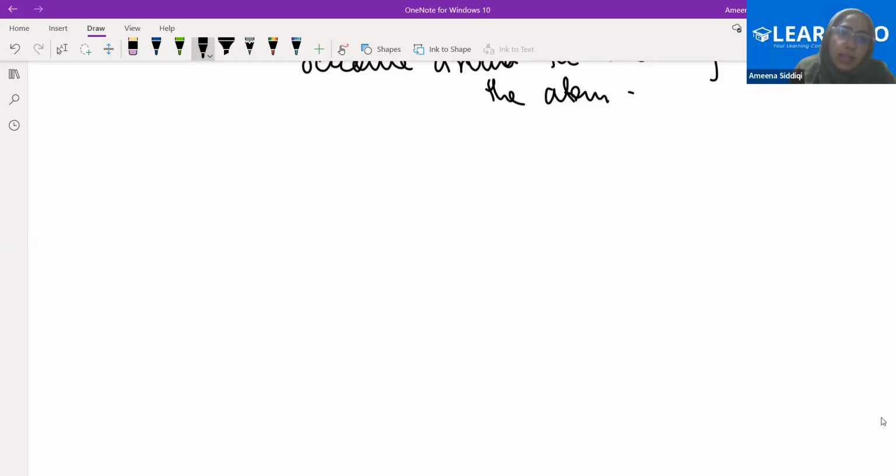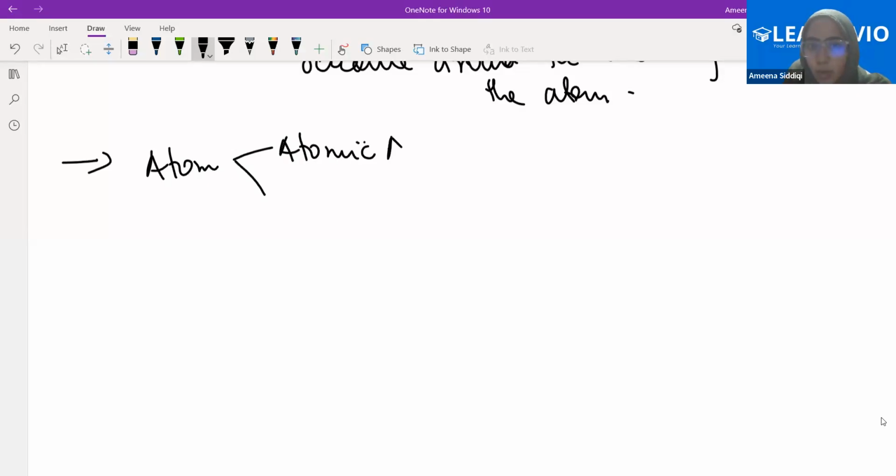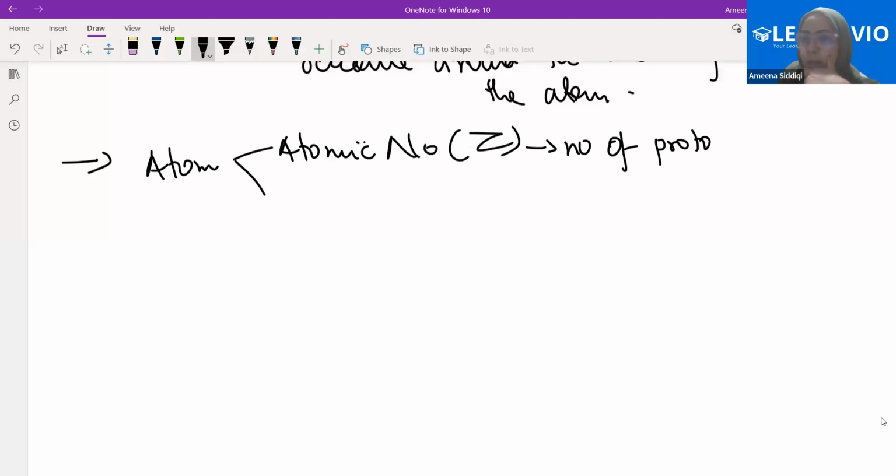Now, can you tell me how do I decide how many electrons I have? How will I get to know that? The atomic number. Very good. So, an atom has two very important parameters. The atomic number, represented by capital Z, tells you the number of protons. And the second is the mass number, represented by capital A. It tells you the number of nucleons.